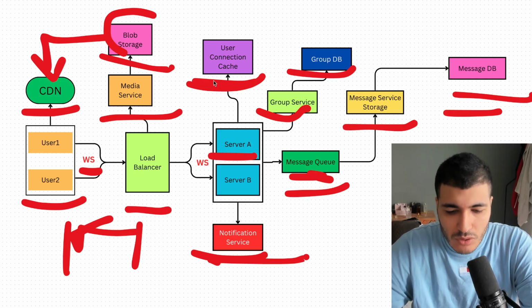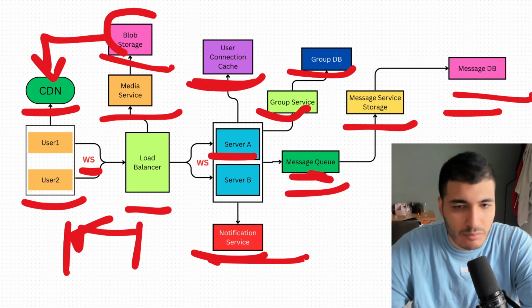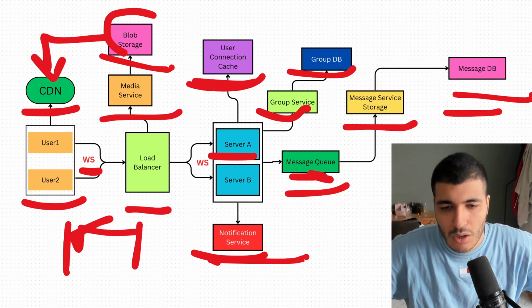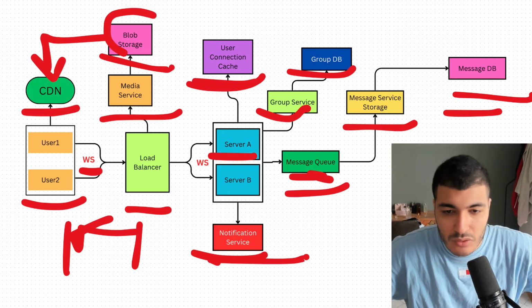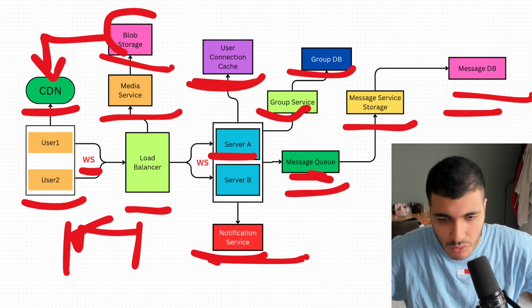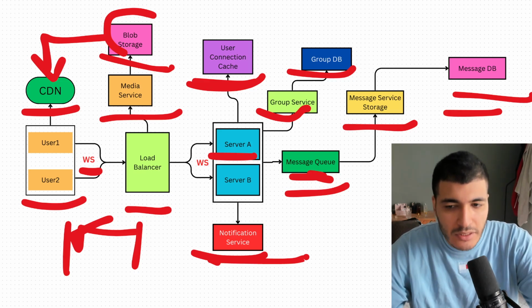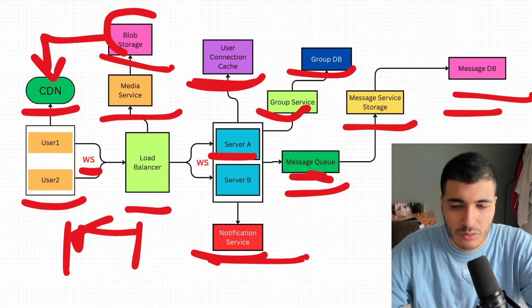If you want to talk about the user connection cache, it temporarily stores real-time data about user connections. We can use Redis. Why Redis? Because Redis is quite fast. It's an in-memory store. It supports automatic expiration (TTL) if users disconnect unexpectedly. It works perfectly for real-time systems where data doesn't need to be persisted at all.